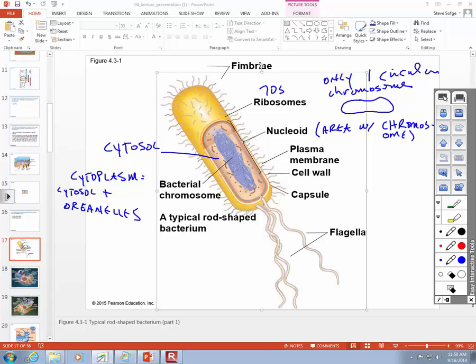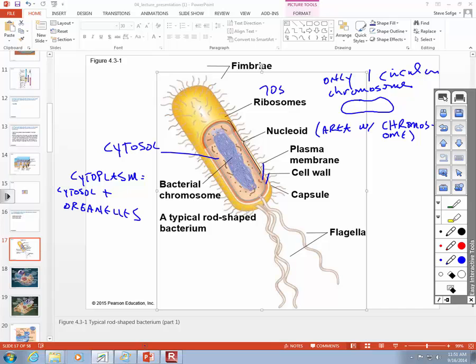Okay, now we'll work our way to the exterior. The plasma membrane would actually be, although they didn't do it right, this thing right there. That's the plasma membrane. It lines the cytosol, the fluid on the inside, and that's where the exchanges occur. The cell wall, which would be this thing right there, kind of an orange, is a rigid structure that does give the cell some shape. And not all bacteria are rod-shaped.